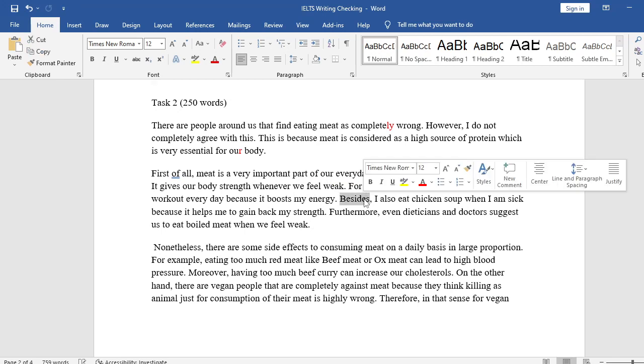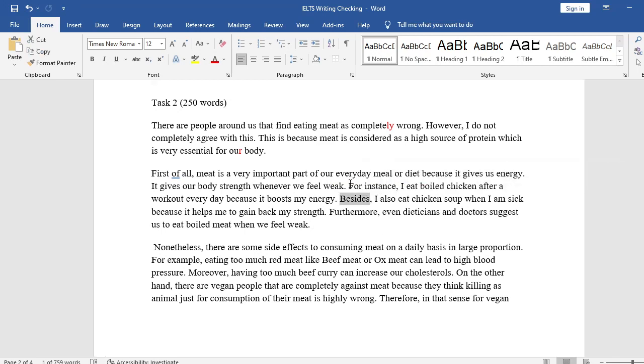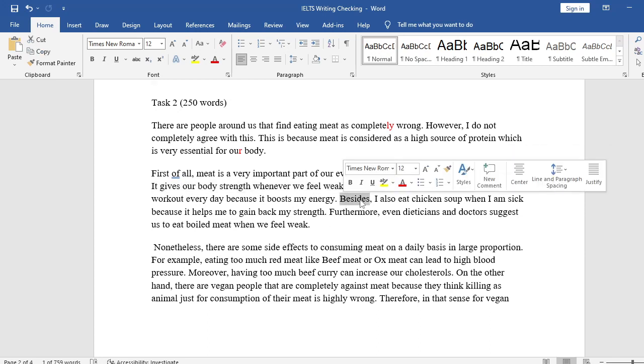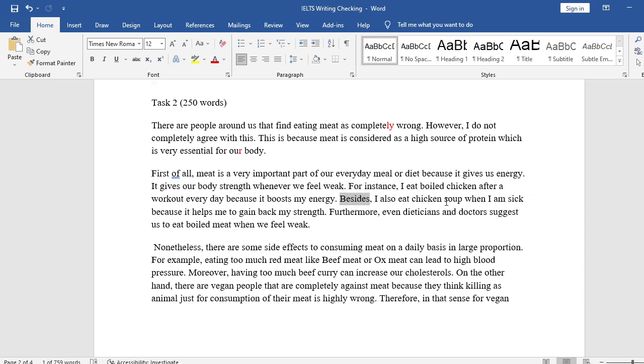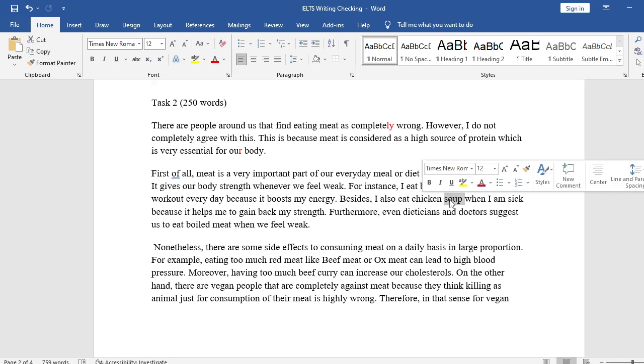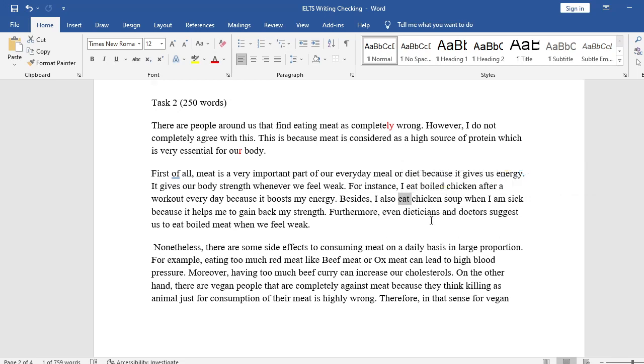Besides, so this is a good transition marker. First she says for instance, or for example you can say, and then afterwards she says besides. So this is a good transition marker. I also eat chicken soup. Okay, so yes, I know that soup is not entirely liquid, but you shouldn't say I eat. Whenever we say eat, we normally mean that we bite into it, we chew it. So yes, chicken soup, some things in the soup can be chewed, but we shouldn't say eat any soup. I also consume, or I also have.